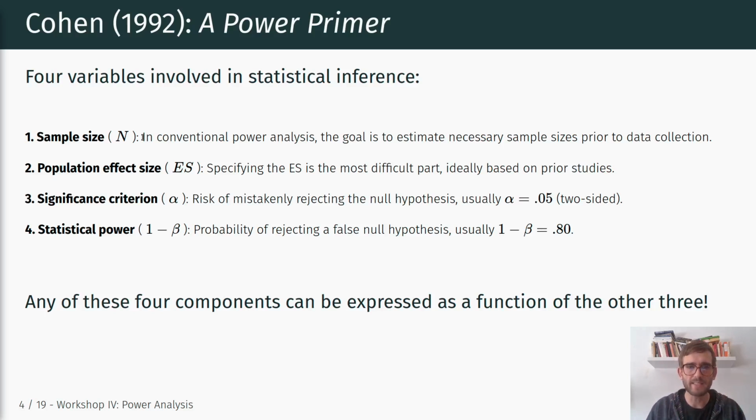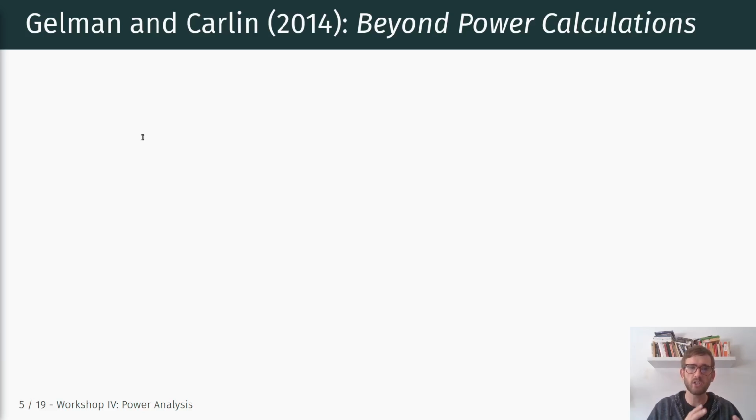All right, so that's the basic setup, right? We have a sample size, we have an assumed population effect size, we have a significance criterion, and we have statistical power. And power analysis leverages the relationship between these components in order to estimate, for example, required sample sizes, right? But there are problems with this kind of procedure.